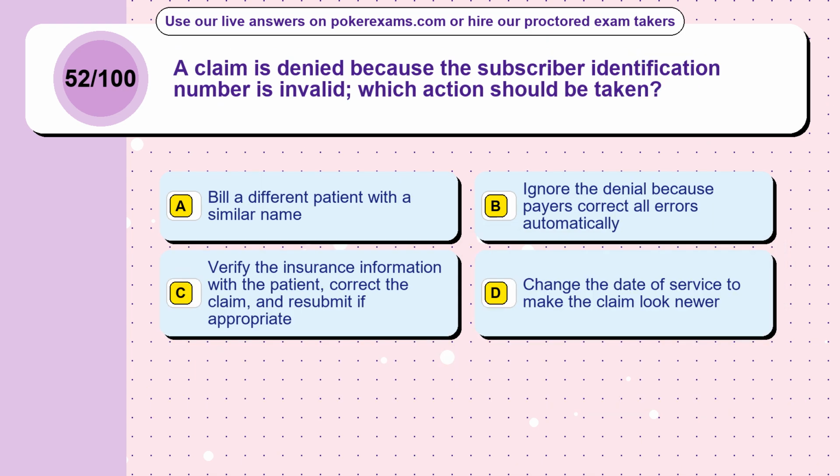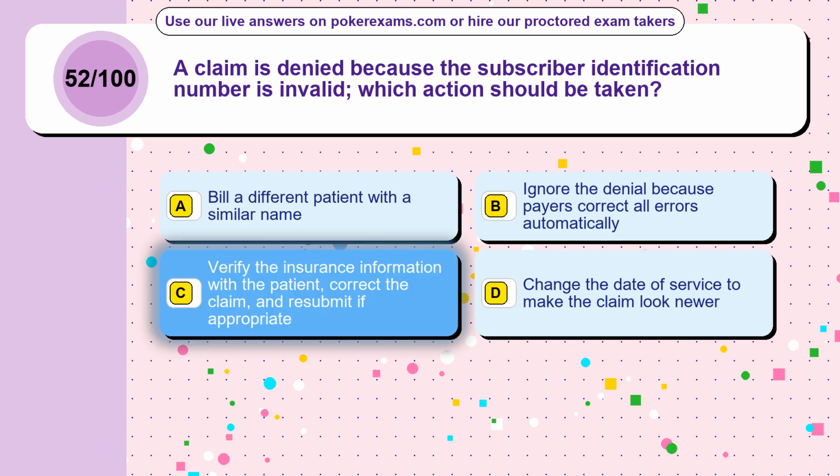Question 52. A claim is denied because the subscriber identification number is invalid. Which action should be taken? Option A, bill a different patient with a similar name. Option B, ignore the denial because payers correct all errors automatically. Option C, verify the insurance information with the patient, correct the claim, and resubmit if appropriate. Option D, change the date of service to make the claim look newer.